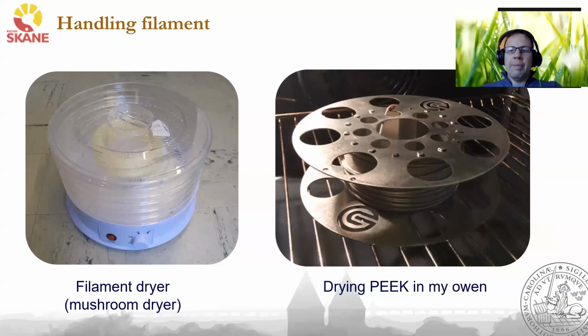For some of the different filaments, there are special considerations, mainly that many of them are hygroscopic and absorb water and need to be stored in dry packaging, preferably vacuum packaged. Before usage, one often needs to dry them if they've been opened before. For lower temperature filaments, we use a filament dryer that we made from a mushroom dryer. For other ones, when we need some kind of higher temperature, we use different ovens, in this case, my own oven.